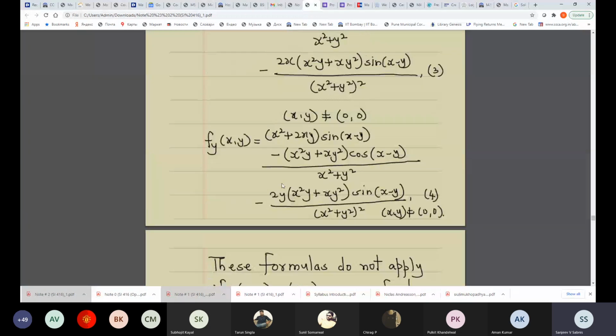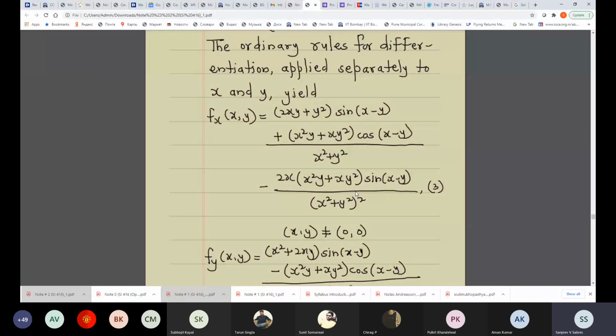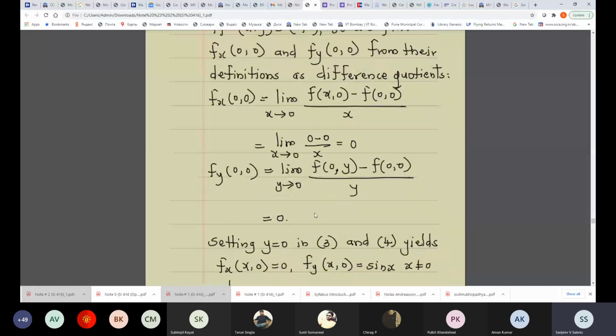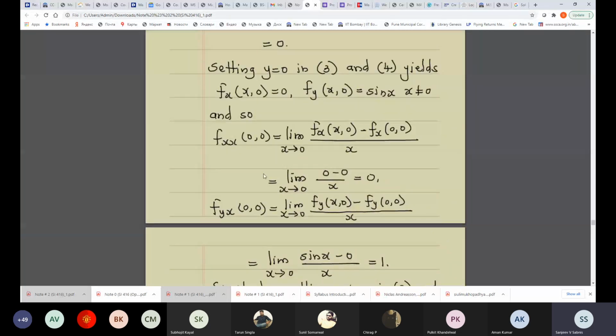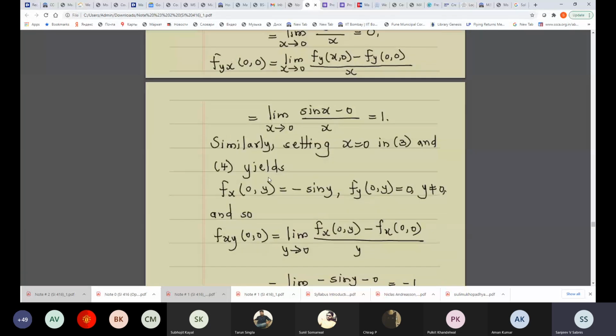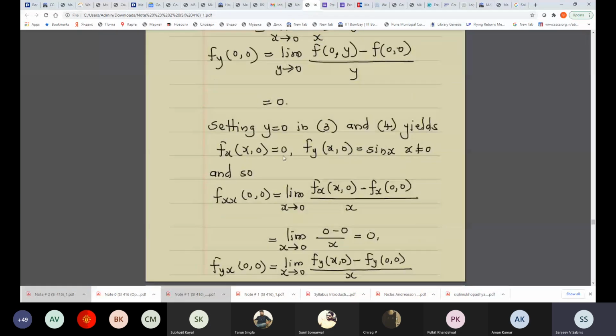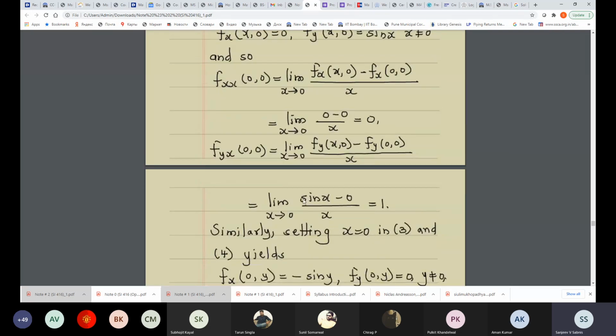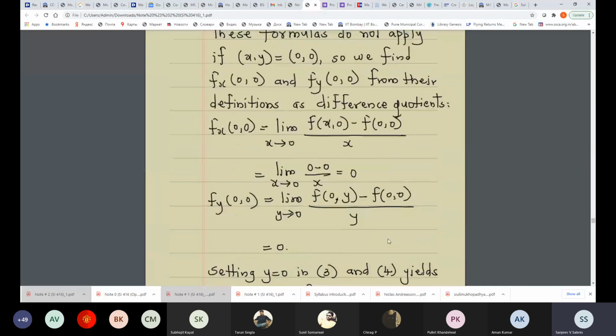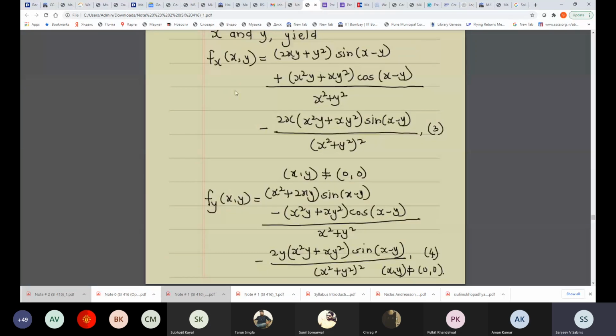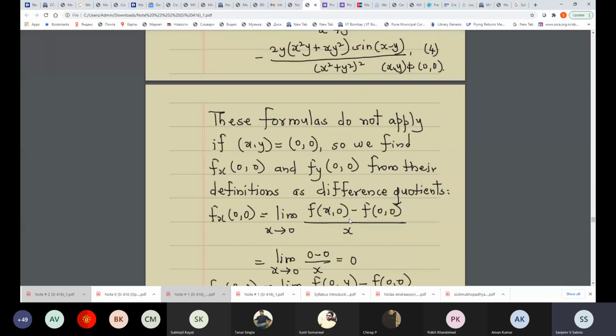So if you put y equal to 0 here, it is clear that fx(0) is equal to 0, and fy(0) is equal to sin x at x equal to 0. And so again fxx(0) is the difference quotient of fx(0) by basic definition. You get this to be 0, and you get this to be equal to 1. Now setting x equal to 0 in 3 and 4, in these expressions, the partial derivatives of x and y whenever (x, y) is not equal to (0, 0).